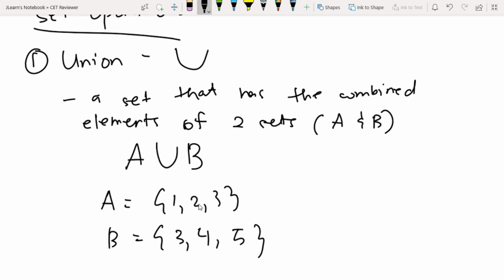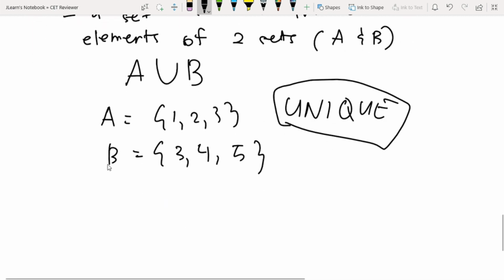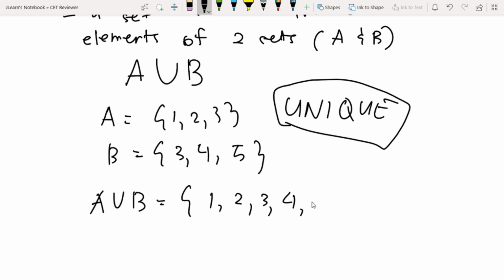Take note that when we take a union, we only get the unique elements. Okay? Take note of that. It must be unique. So, A union B is equal to 1, 2, 3, 4, 5. It is not equal to 1, 2, 3, 3, 4, 5. Okay? We only get 3 once.